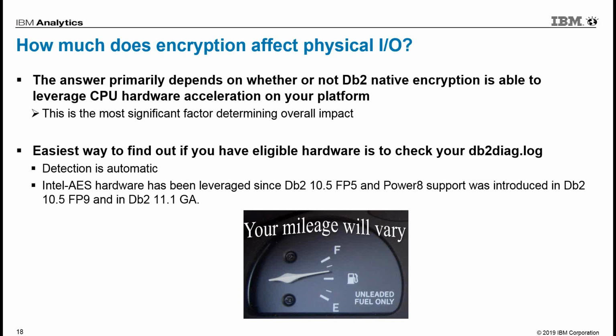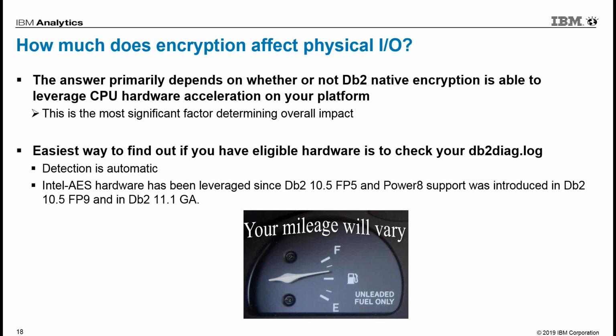How much overhead there is on the physical I/O really depends on whether or not you have hardware acceleration. And this is the biggest factor because it can reduce the overhead from 10, 20, 30% down to 5, 6, 8%. So a significant reduction in the overhead. So it really determines the size of issue you have to deal with.